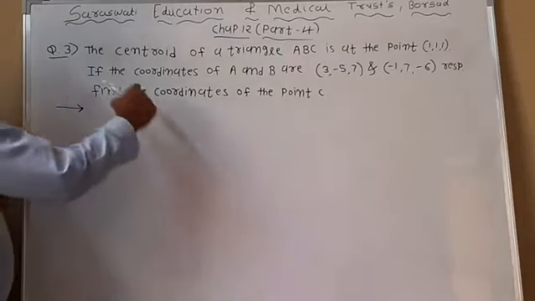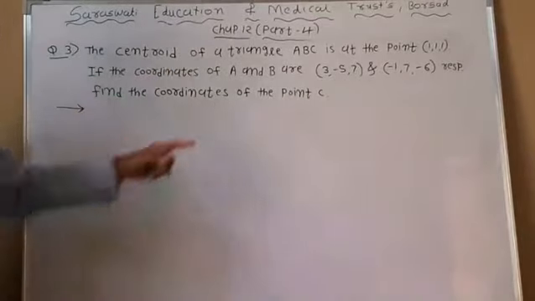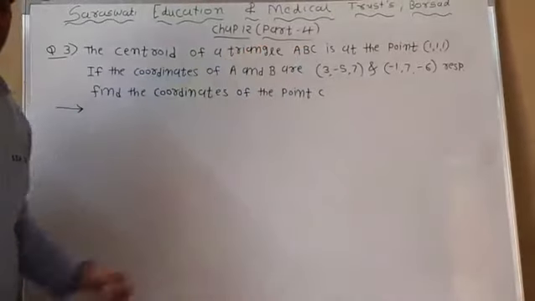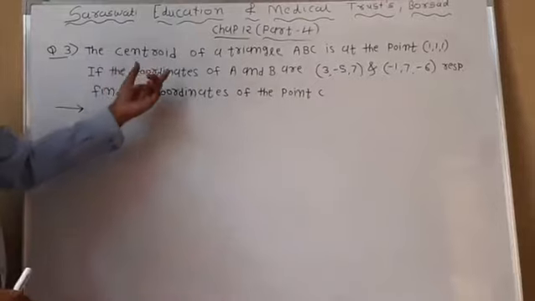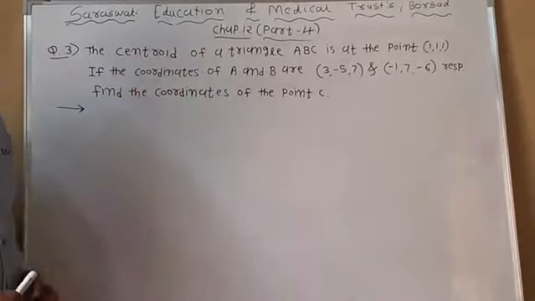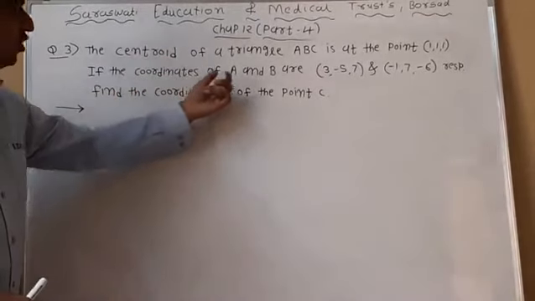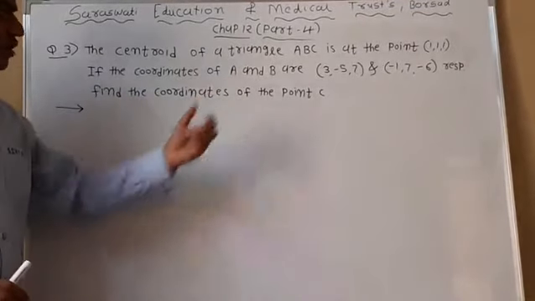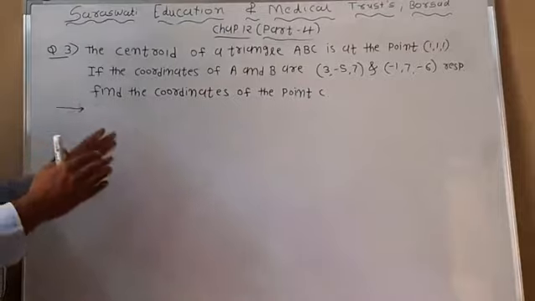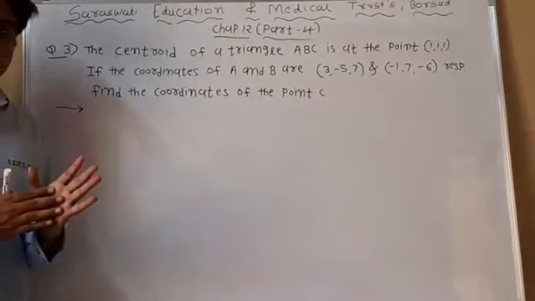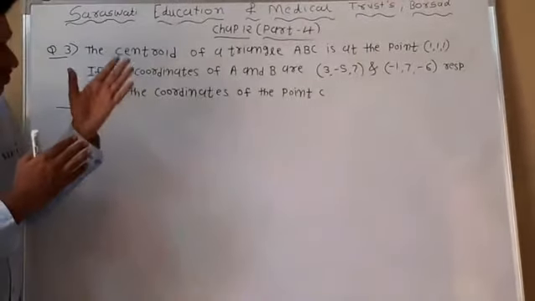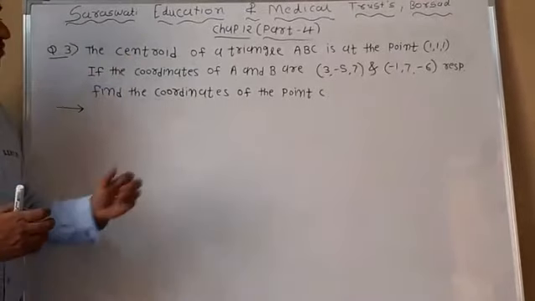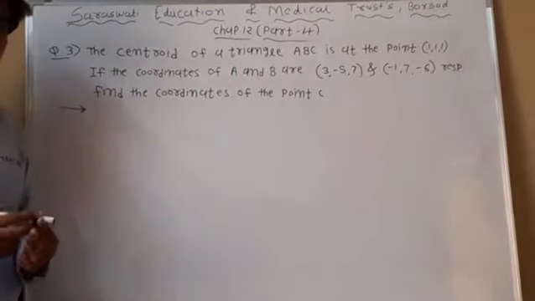Next question. The centroid of the triangle ABC is the point (1, 1, 1). That means here the centroid is given. Now, if the coordinates of A and B are given, find the coordinates of point C. That means triangle ABC is given, the centroid G is already given, and we need to find the coordinates of point C.